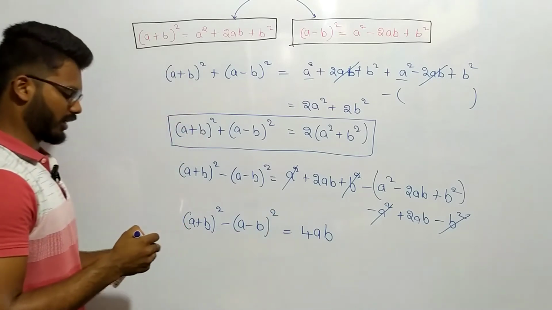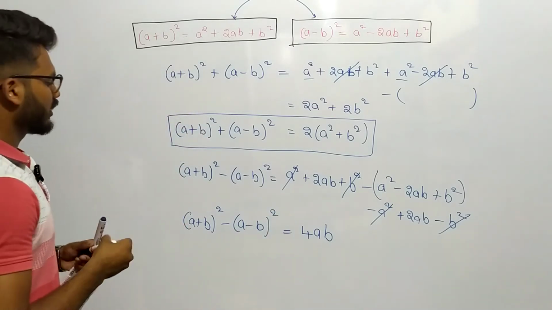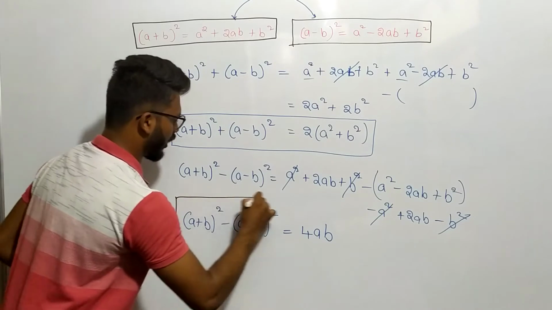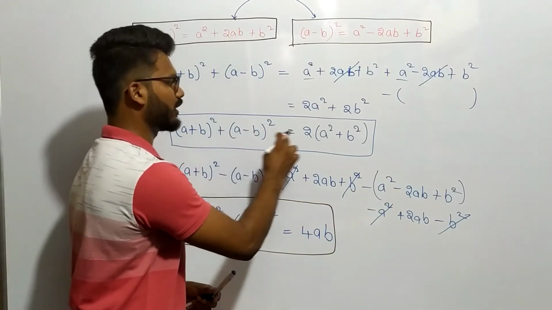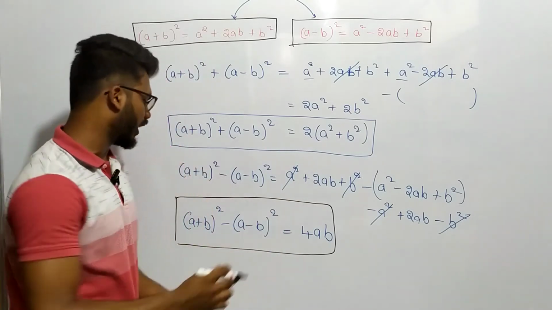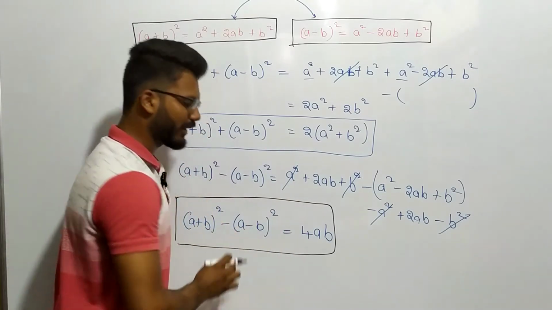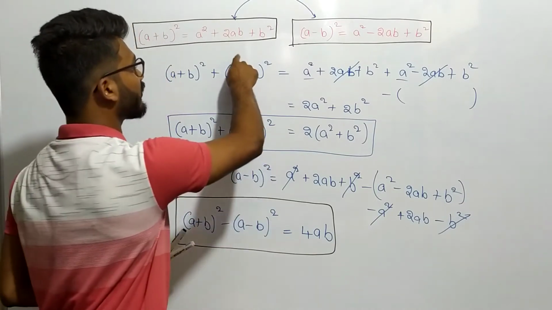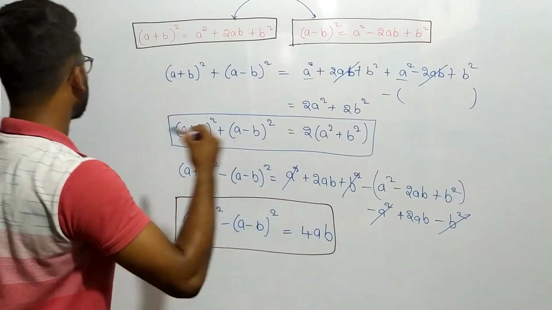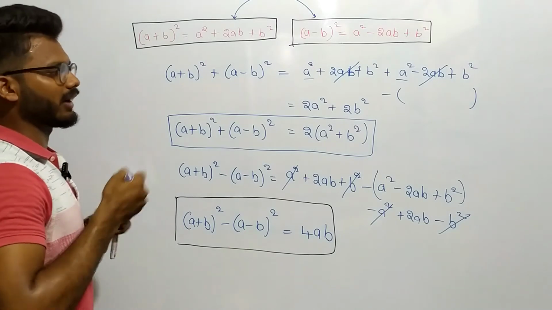So this is the formula for (a plus b) whole square minus (a minus b) whole square. So we have derived 2 now. (a plus b) whole square plus (a minus b) whole square is 2 into (a square plus b square). (a plus b) whole square minus (a minus b) whole square is 4ab. So how many formulas did you get? 4, and 2 more formulas we will get, see what they are.